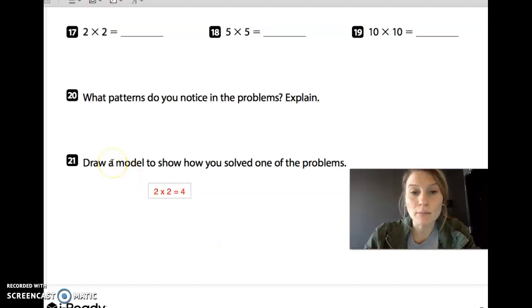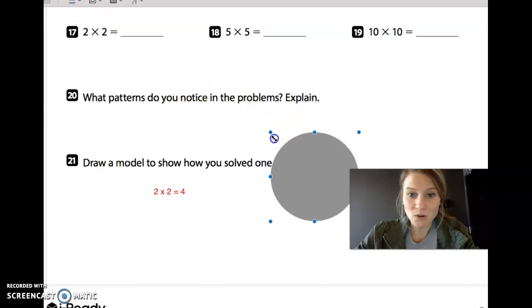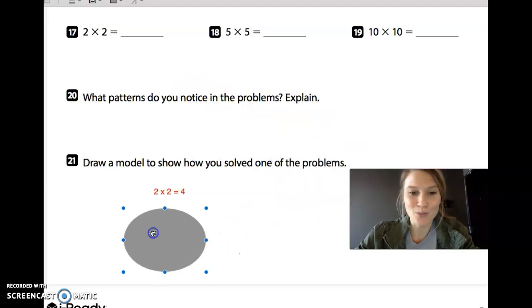I have to draw a model. So what could my picture look like? Oh, I know what I can do. Kind of like where I made my circles, right? I'll make my circles. I'll go a little smaller this time. One group.